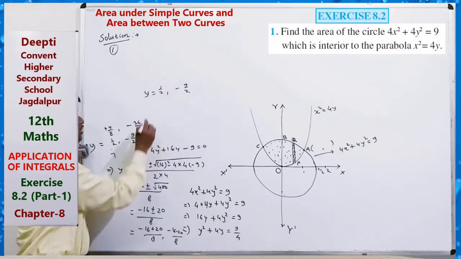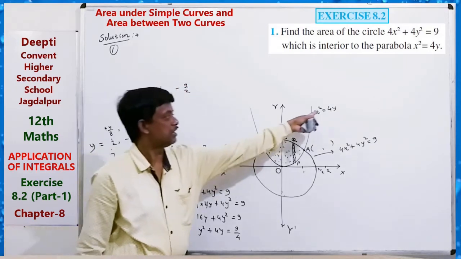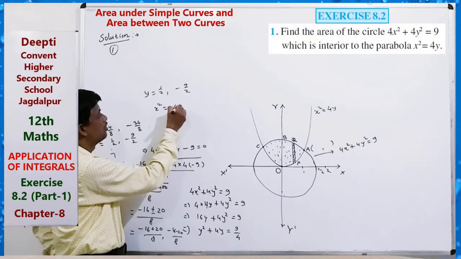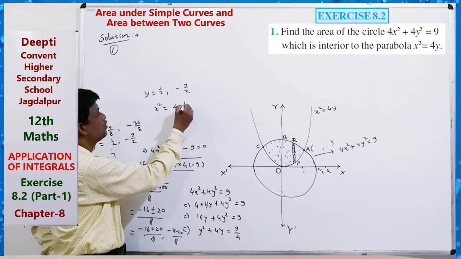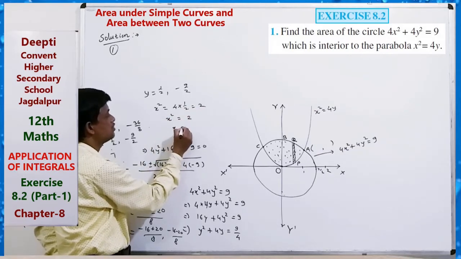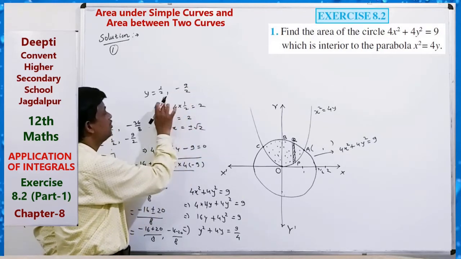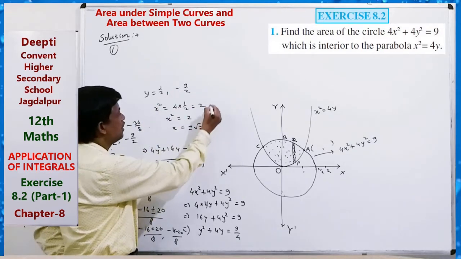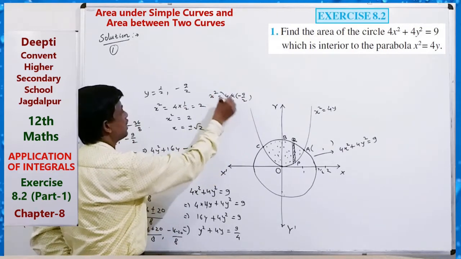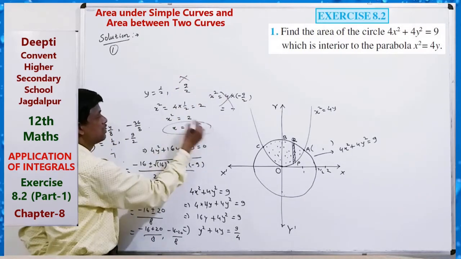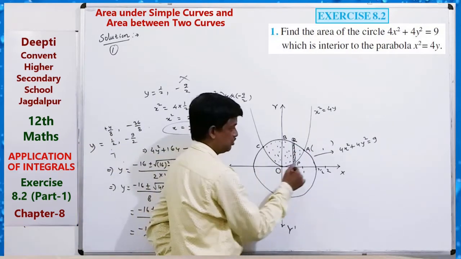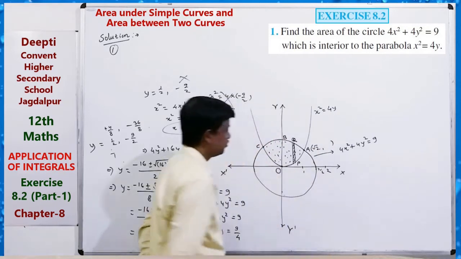Two values are there. Now value of y is this, then we can get value of x. So x square equals to what? X square equals to 4 into 1 by 2 means 2. So x square equals to 2, x is equal to plus minus root 2. Or when we take y equals to minus 9 by 2, then x square equals to 4 into minus 9 by 2, a negative value. So this cannot be possible. So value of x is plus root 2, minus root 2. Value of x is plus root 2.